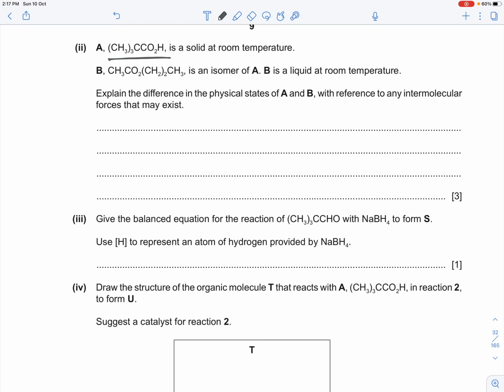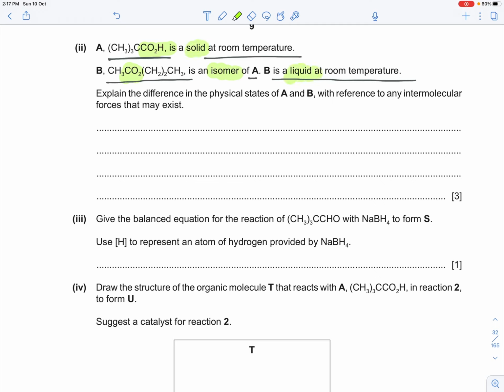Okay. Now the next part: A is this compound. A is a solid at room temperature. A is a carboxylic acid because it has a COOH group present. And B is this compound, an isomer of A. B is a liquid at room temperature. If you look at B, it has this group present. So this is an ester, CO2, right? Carboxylic acids and esters are isomers of each other. So A is a carboxylic acid and B is an ester. A is solid at room temperature and B is liquid at room temperature.